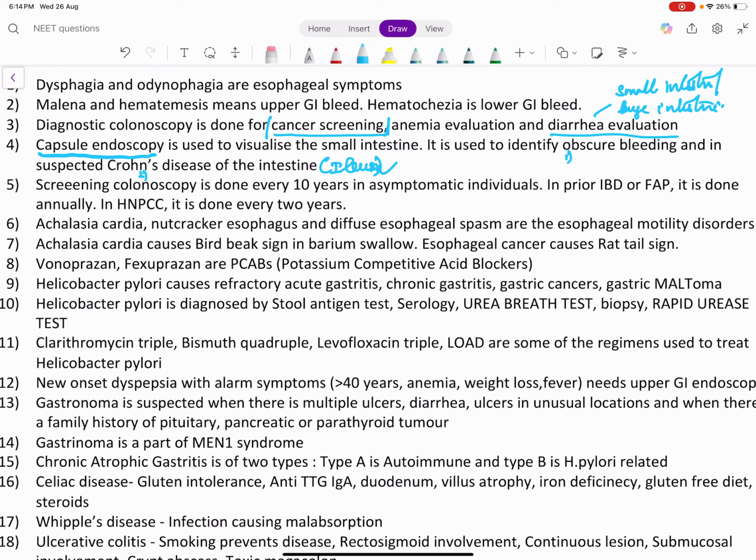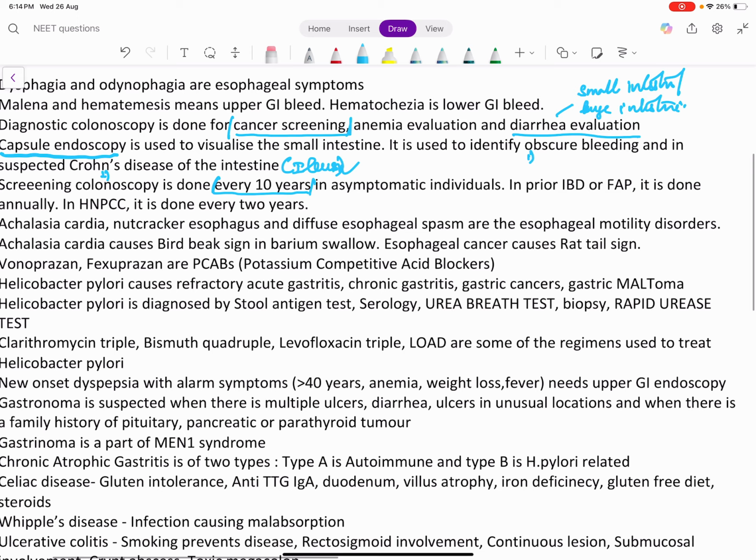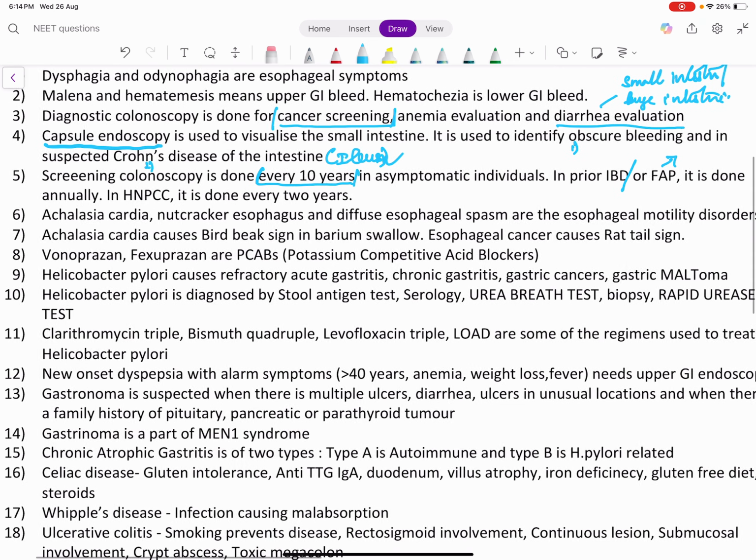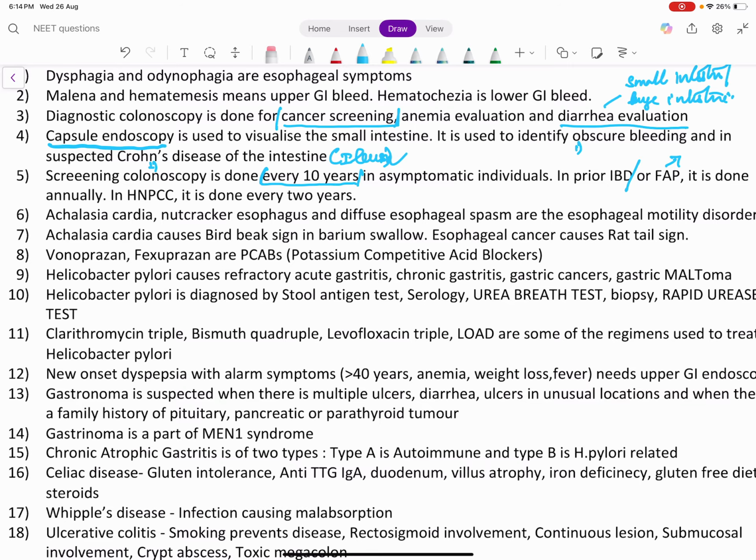So screening colonoscopy is one use of diagnostic colonoscopy. For an asymptomatic individual, it is suggested to be done every 10 years to pick up any colonic pathology like a colonic polyp or colonic CA. If they have some high risk, that is a prior inflammatory bowel disease like ulcerative colitis or Crohn's, or if there is a family history of familial adenomatous polyposis, FAP, it should be done annually. For FAP, it should begin at a particular age.